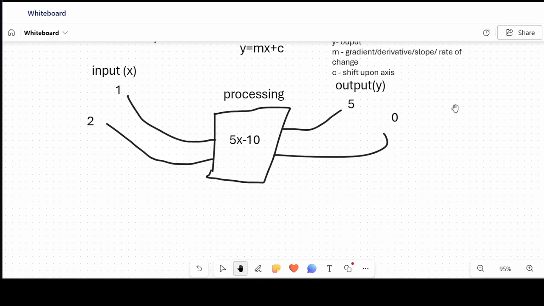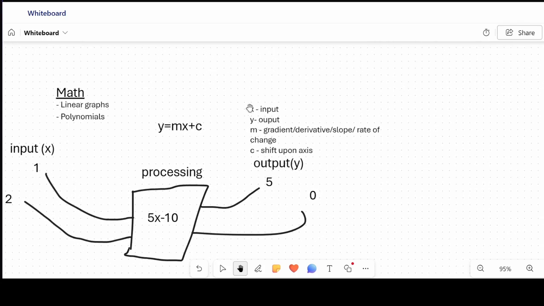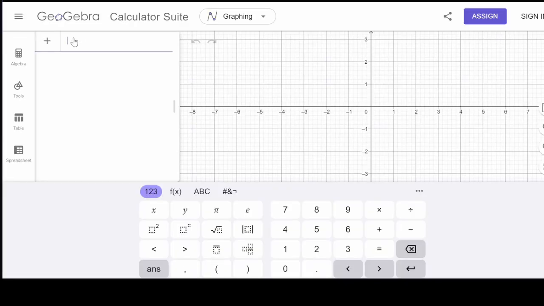They aren't too complicated. You only really need to know that x is input, y is output, and the most important part is the rate of change, also known as gradient, slope, derivative. It has many names. But this is the most important part to know, and then that c is our shift upon the y-axis. This is how this information helps us to interpret it visually, with a graph.